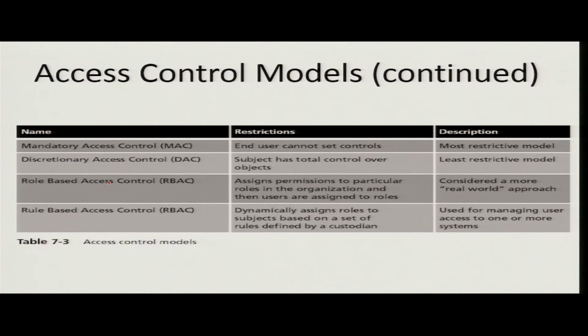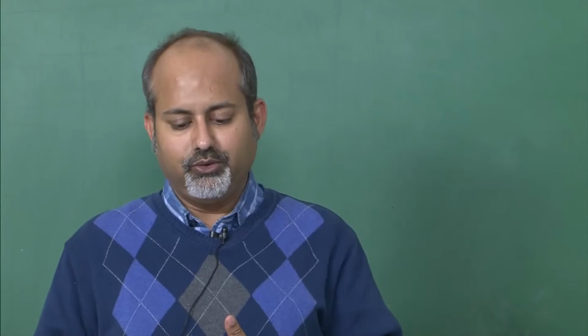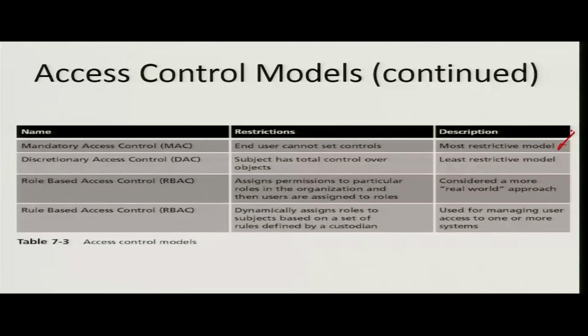In mandatory access control, the end user cannot set the control. The control is, as we saw, a system imposed restriction. So, even if you have access, you cannot, for example, change the access right for another user, whereas in discretionary access control, once you have access, you can do whatever you want. So, in that sense, mandatory access control is the most restrictive model, and discretionary access control is the least restrictive model.